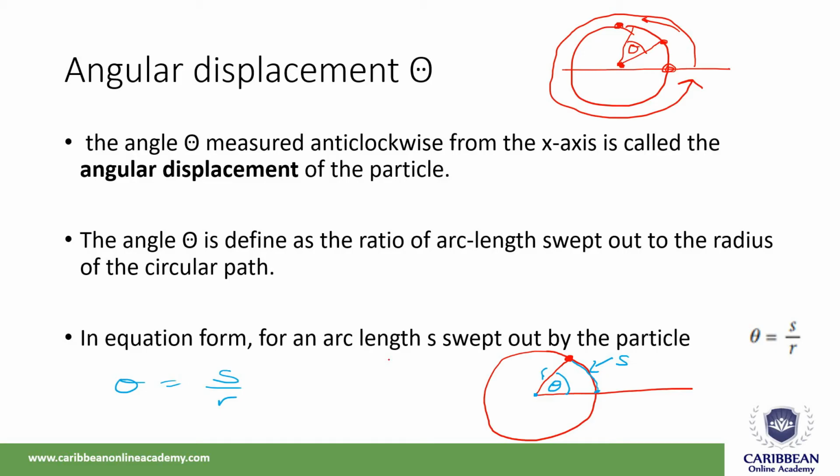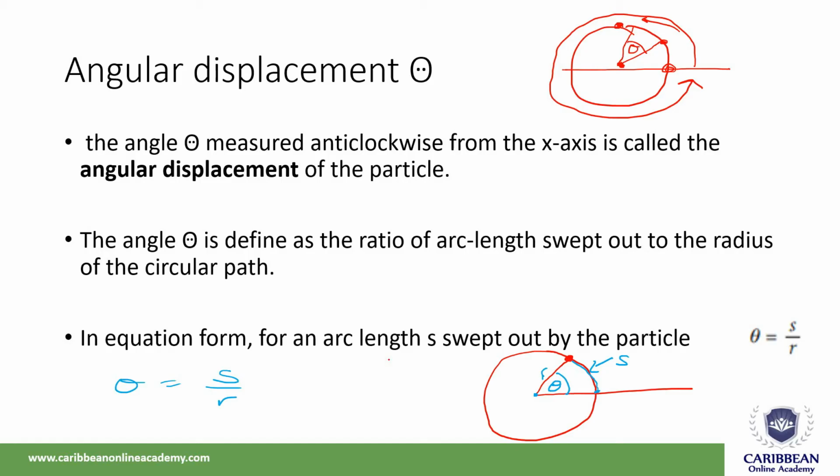Just like how in linear motion we have some type of distance, when it comes to circular motion, the distance that we refer to is what we call angular displacement. And from displacement knowledge, we know displacement is the distance from a starting point to another point. And it's obviously a vector quantity.